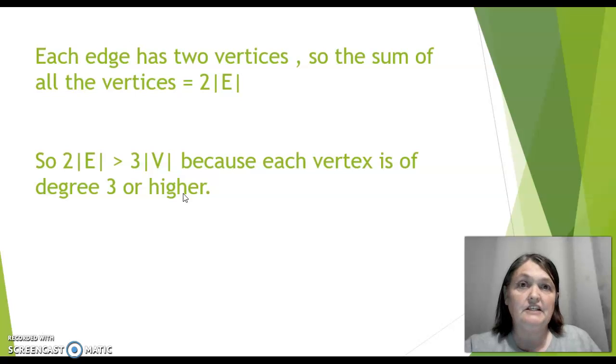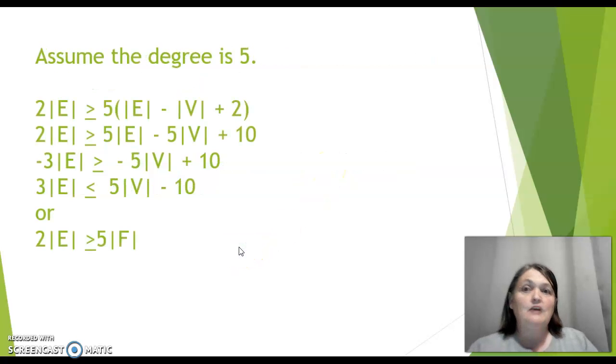Okay, so we know each edge has 2 vertices, so the sum of all the vertex degrees is 2 times the number of edges. And from the part we just looked at a minute ago, 2 times the number of edges has to be greater than or equal to 3 times the number of vertices, because each vertex is of degree 3 or higher. Okay, so what if it was a degree 5? Because we're looking at saying that there has to be one that's 4 or less. So what if they're only 5 or more?